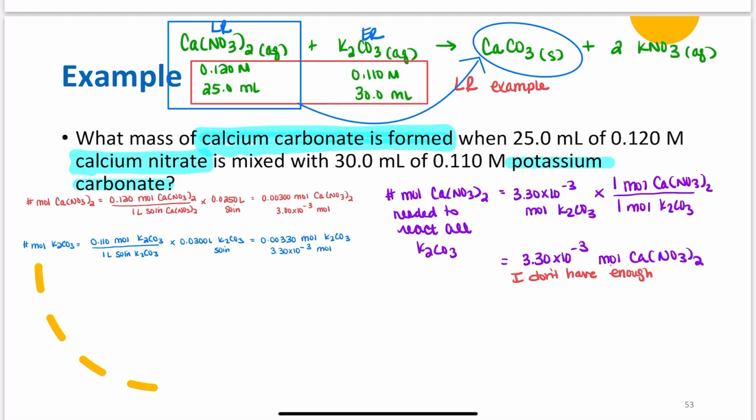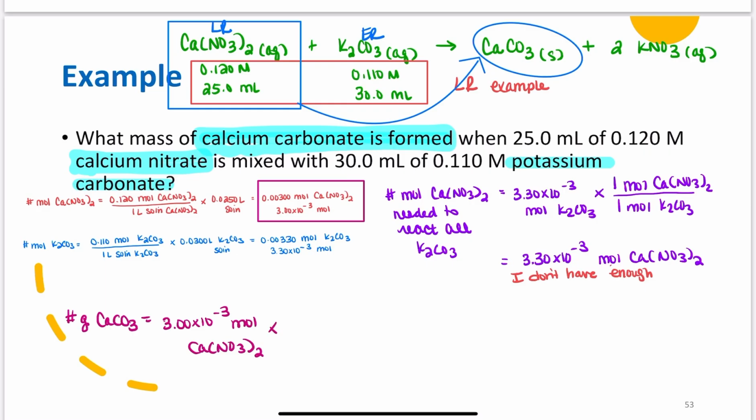So you're going to use your moles of calcium nitrate to answer the question. The number of grams of calcium carbonate produced will be dependent upon those moles of calcium nitrate you found initially. So 3.00 × 10^-3 moles of calcium nitrate. 1 mole of calcium carbonate is formed for every 1 mole of calcium nitrate consumed.